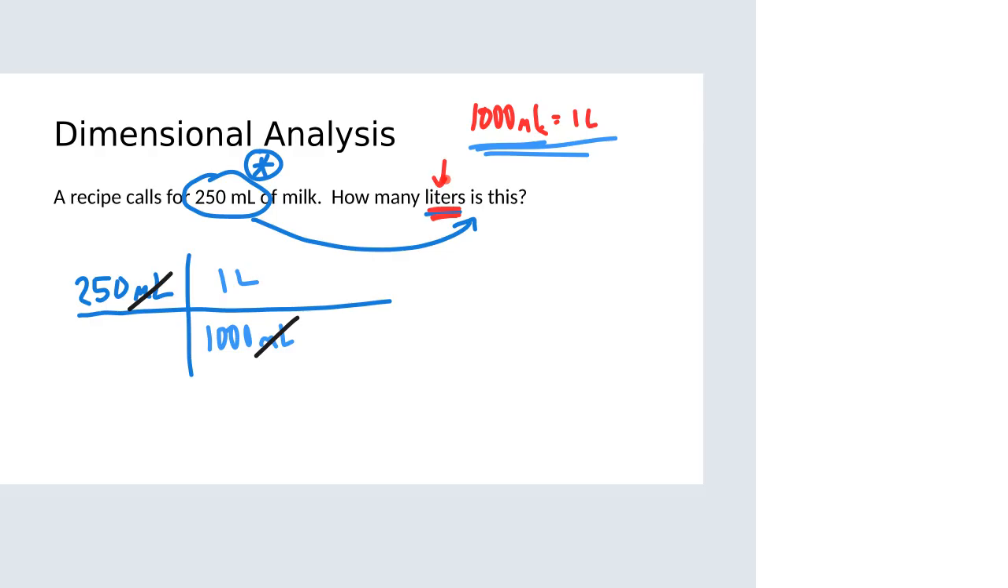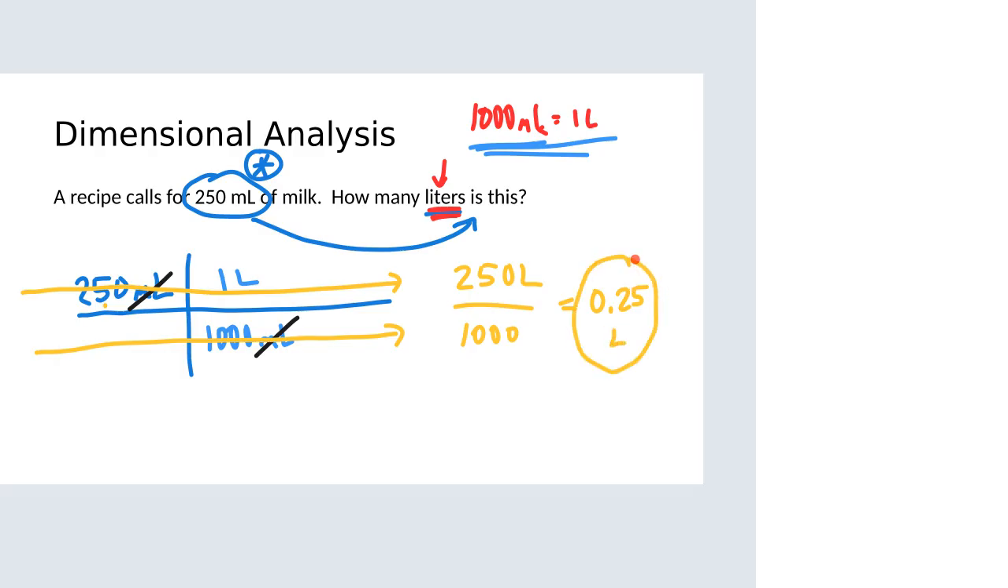So that's it. Once I get to this point where I have the units that I want, now I will multiply numerators together. 250 times 1 is 250 liters. And multiply everything on the denominator. That's just 1,000. There are no units down there. And the last thing I'll do is divide 250 by 1,000, and I get 0.25. And that is how many liters 250 milliliters would be.